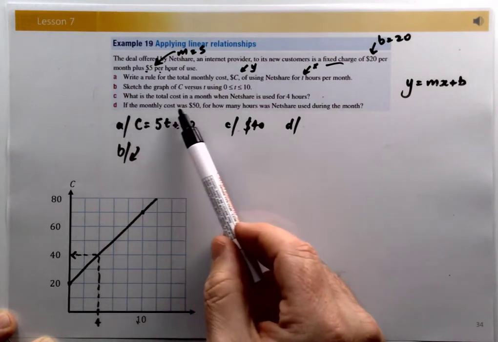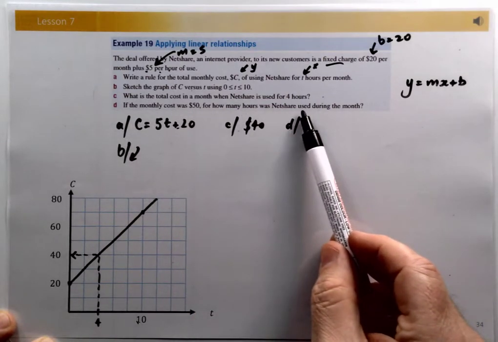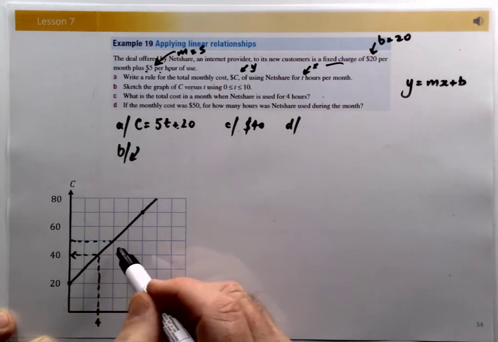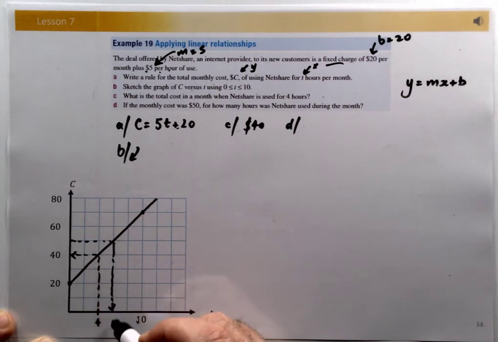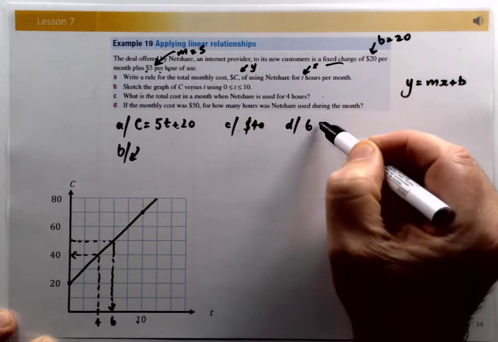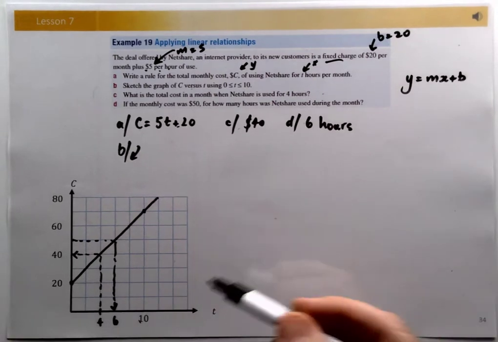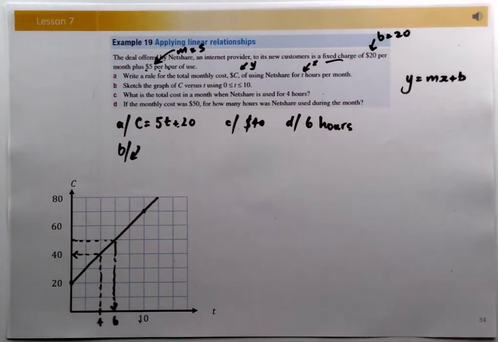Part D, if the monthly cost was $50, for how many hours was NetShare used during the month? So again, for $50, just come across, read off the graph there, that's going to give us 6 hours. So you can see, so long as you've got a good graph, the graph is a lot easier than using the algebra to work out those answers.